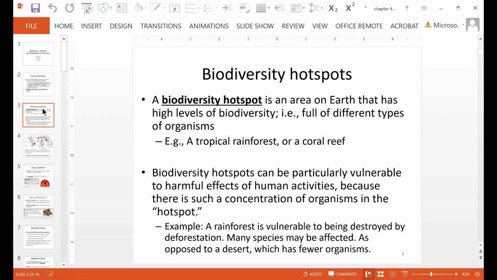In contrast, a desert, which does not have that many organisms, would not really be that prone to a lot of extinctions or deaths of organisms because they already have so few organisms. If you were, let's say, to have a fire in a desert or some other type of destruction to that type of ecosystem.